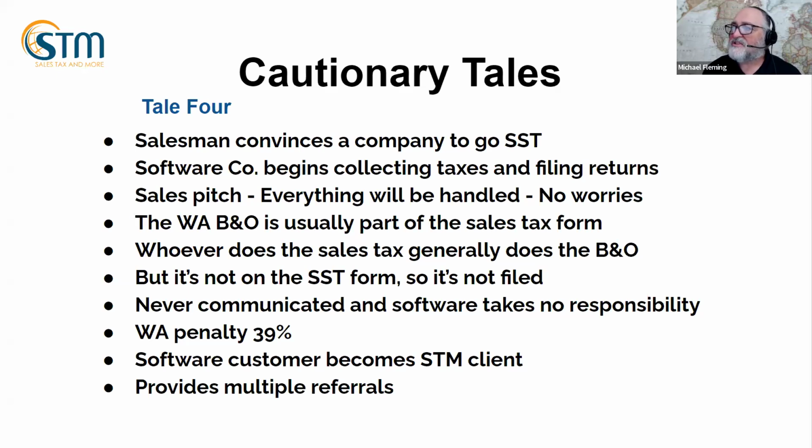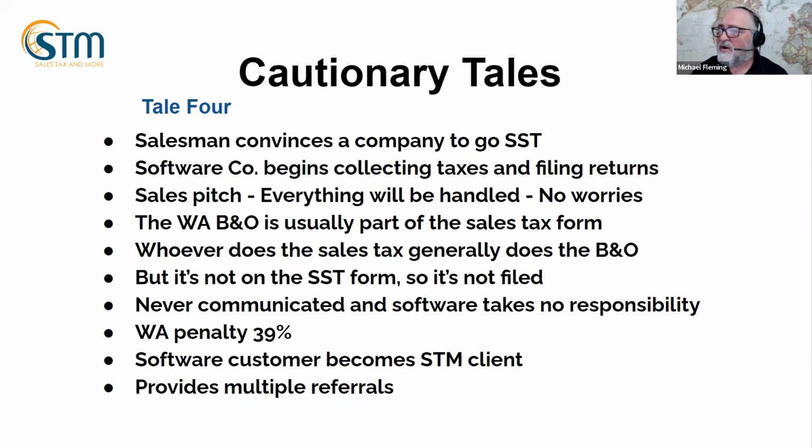There's another cautionary tale. Salesman convinces a company to go SST. The software company begins collecting the taxes and filing returns. Sales pitch: everything will be handled. No worries. Now, when it comes to Washington, you don't have to just worry about filing the sales tax. Whoever's doing the sales tax returns usually will file the business and occupation tax. It's actually part of the sales tax form, except if you're going through the streamlined sales tax. It's not a part of that form. So if you're filing through a company that's utilizing the streamlined sales tax, this is not getting filed.